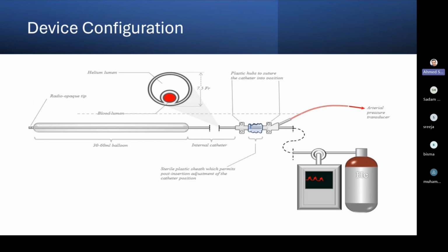And the second part of the device is the intra-aortic balloon catheter. The catheter is connected to the device with 2 to 3 connections. The first one is the arterial pressure transducer, and the second one is the port for the helium. And other catheters have a third port for the fiber optic catheter.